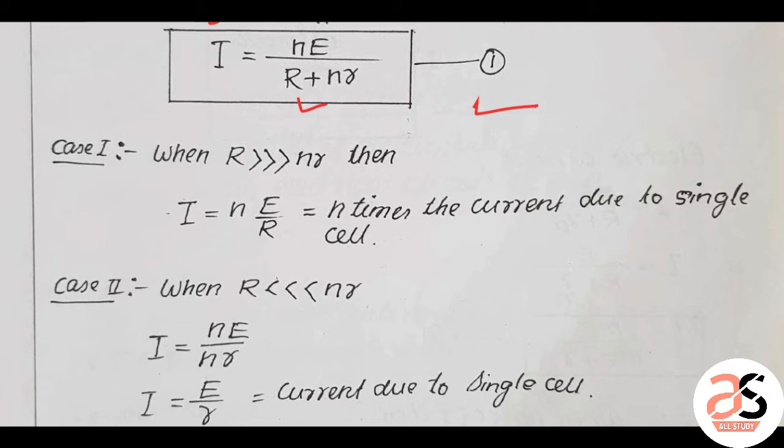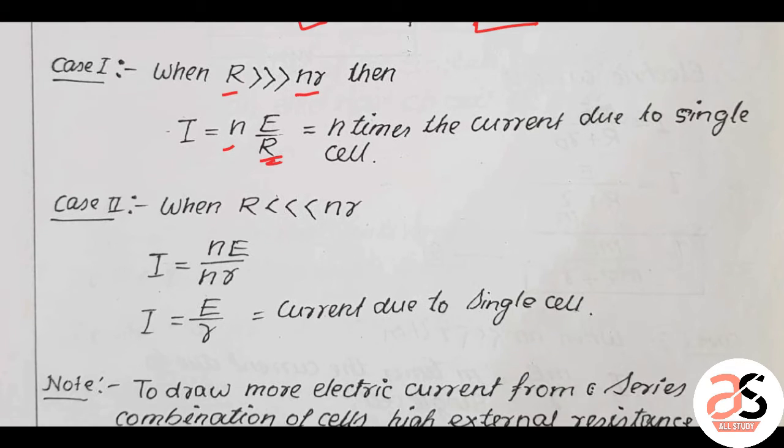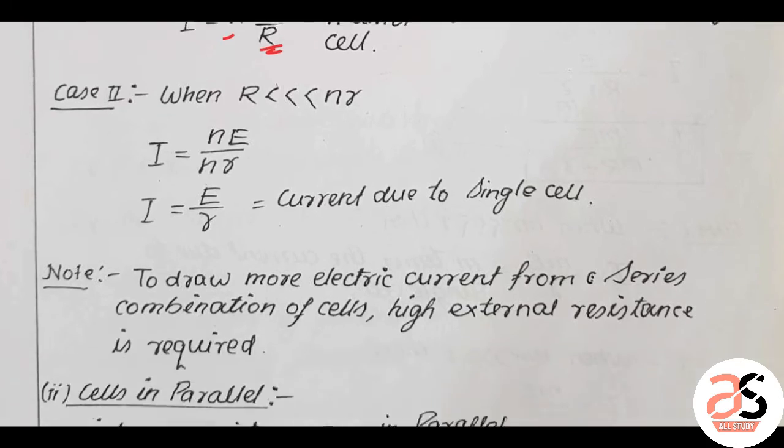Now here we have two cases. Case 1, when R is much greater than Nr. So external resistance is very high here, and Nr can be neglected. So the current is NE by R, which can be written as N times E by R. This is the current produced by a single cell, so when R is very much higher than Nr, the current becomes N times the current due to a single cell.